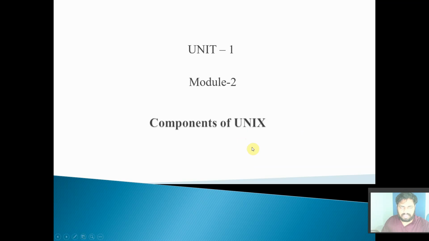Today we need to discuss module 2 in unit 1. In the previous session we discussed module 1. The topic is the introduction to UNIX. The next topic is the components of UNIX.